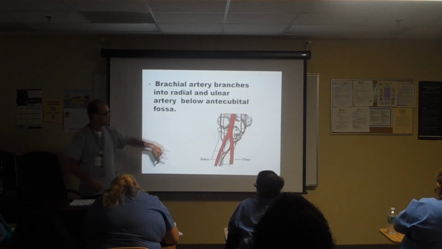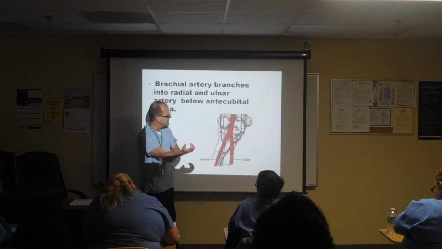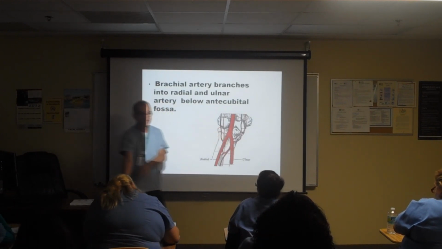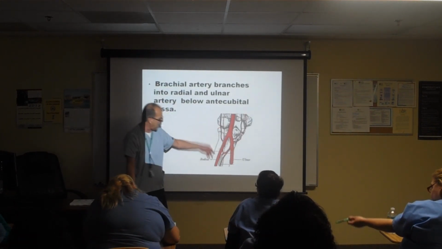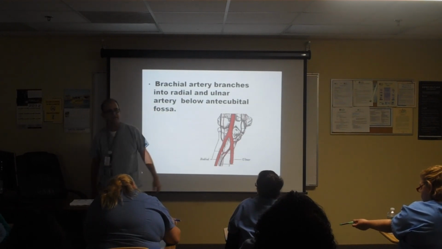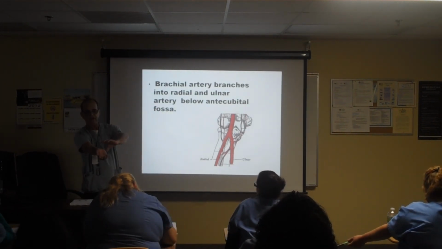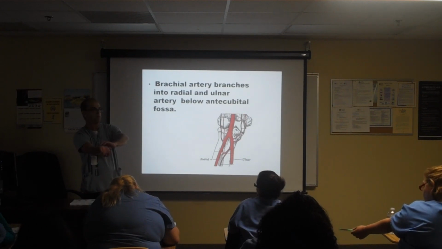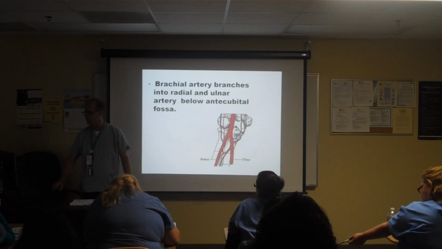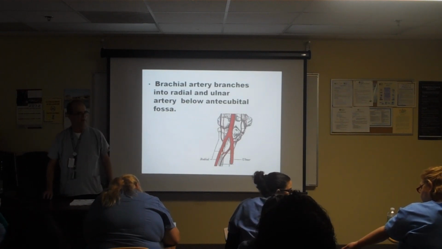And you can see the bifurcation here at the elbow: ulnar, that is medial, and radial, that is lateral. Radial is typical because the radial artery is where we take the pulse of the patient. Here, we can take the pulse of the patient in the radial artery.